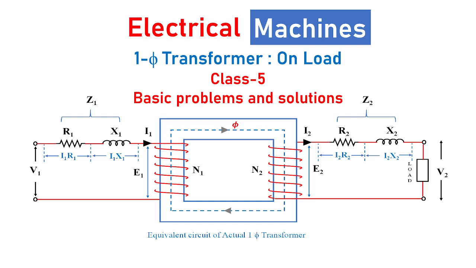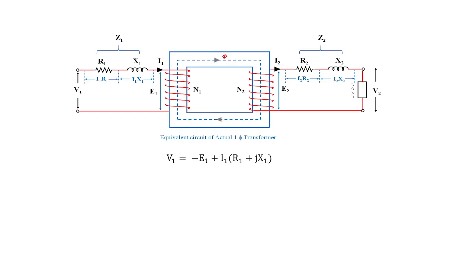In today's class 5, we are going to continue with single phase transformer on load, the basic problems and solutions. What we have learned from our previous class, class 4 under single phase transformer, is that the voltage equation of the primary is given by V1 is equal to minus E1 plus I1 multiplied with the impedance value, that is R1 plus jX1, which is given by equation 1 and 1a.